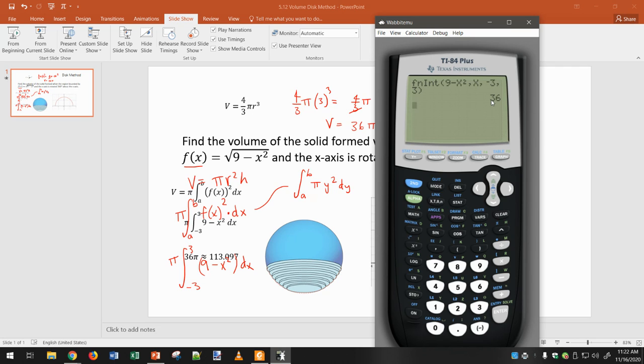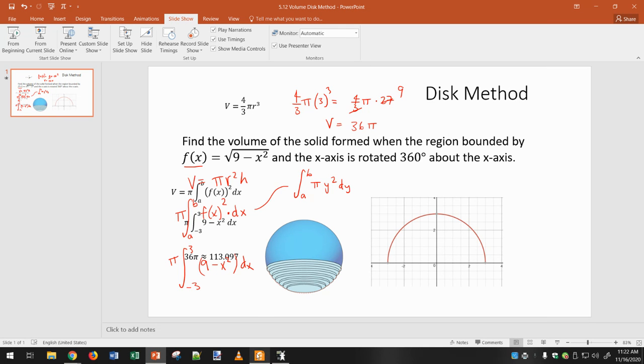Okay, and this tells me 36, and that's because I haven't calculated the pi yet. We want to do the pi at the end. Do not type this into the integral, it will mess it up. So 36 pi, it's the same.